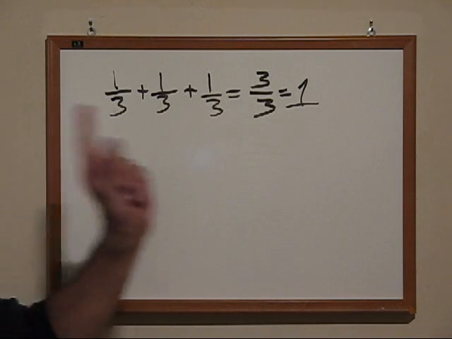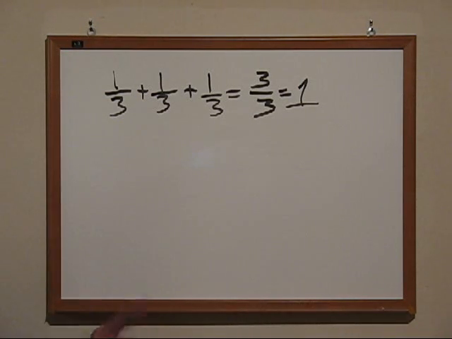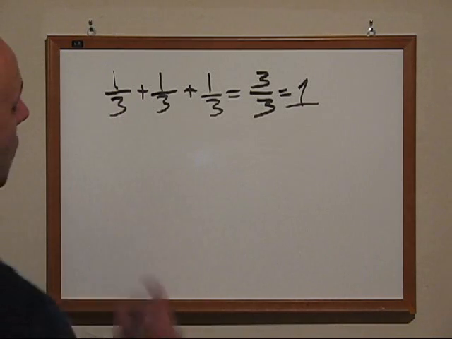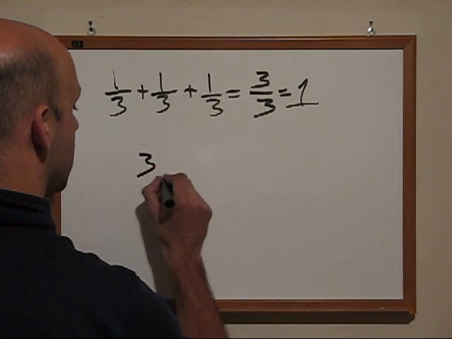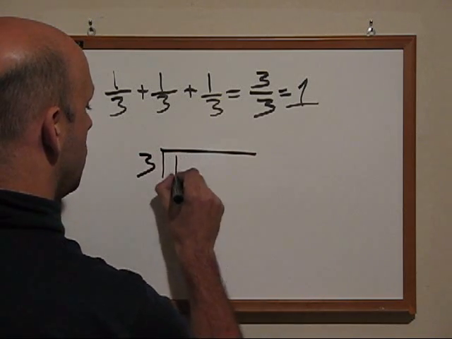So now let's do the same exact calculation, this time in decimal notation. The first thing we need to do is figure out the decimal notation for 1/3, and we will do this using long division. So we divide 3 into 1.